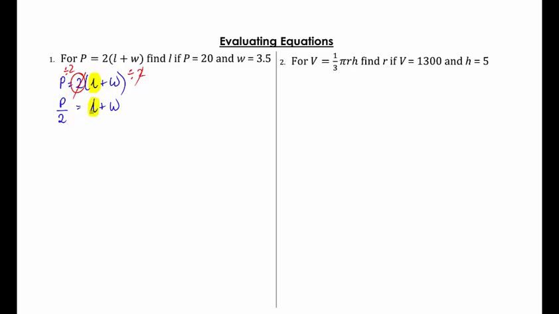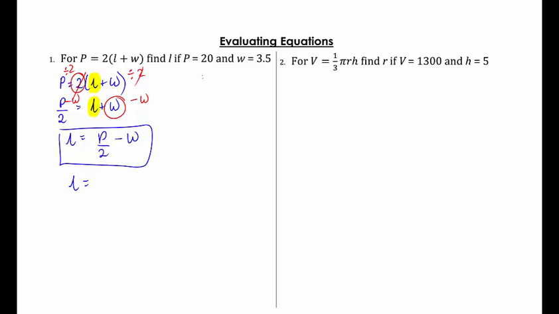I want L on its own, so I need to get rid of the W. W is being added, so I subtract it from both sides. Now we would normally write the unknown on its own, on the left, so I'm going to put the L there, and then I've got P over 2 minus W. Now we could get a common denominator, but there's really no use. All I need to do now is substitute the information that I have.